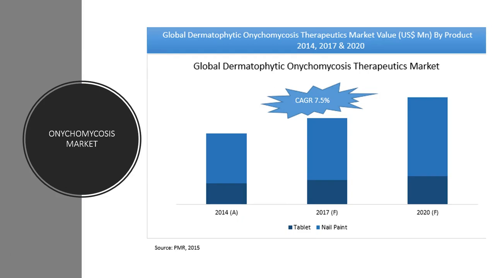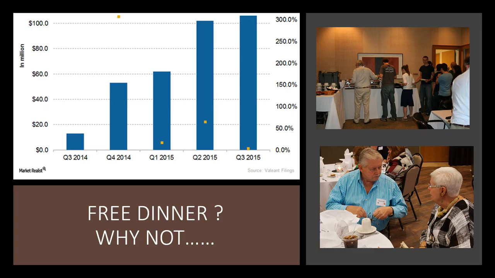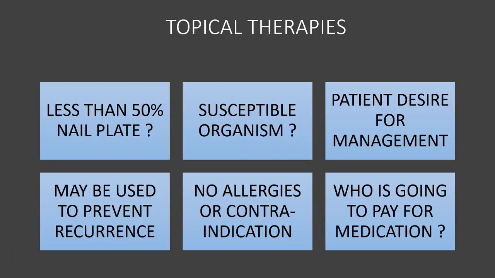The amount of money that is being made for the treatment of onychomycosis with topical agents is just tremendous. And we're talking about an awful lot of money here, so why not a free dinner? Why not pay a thought leader or speaker to attempt to induce you to utilize these agents? And the question really is, how effective are they?